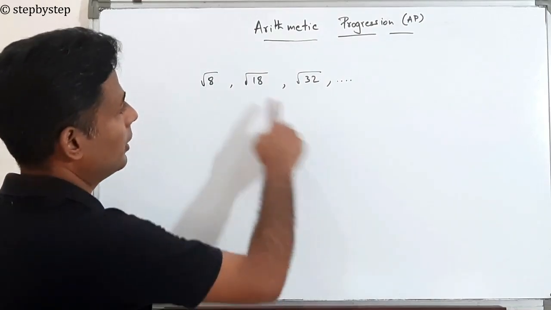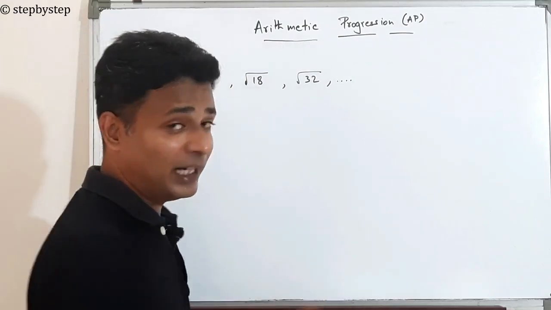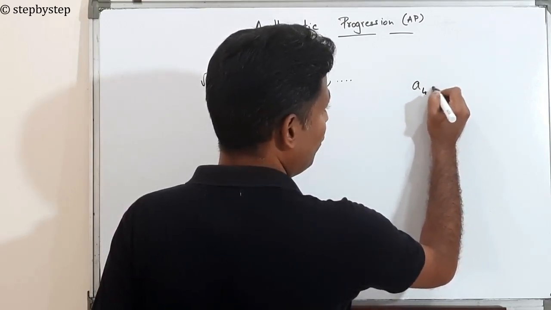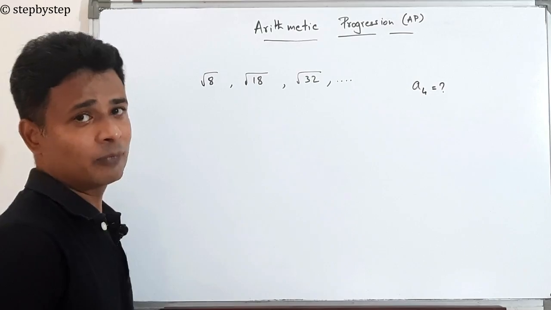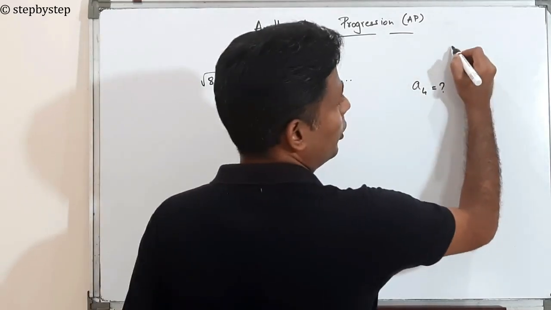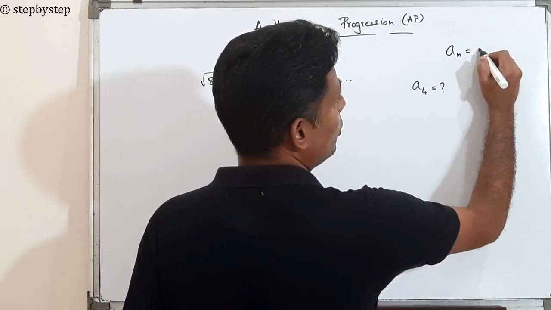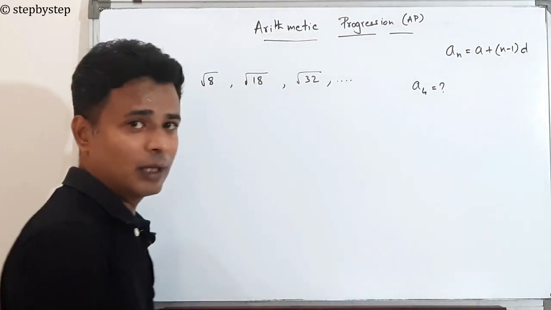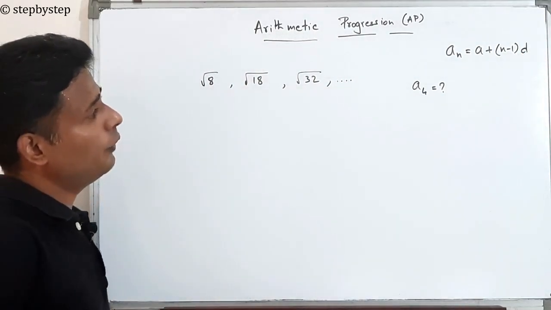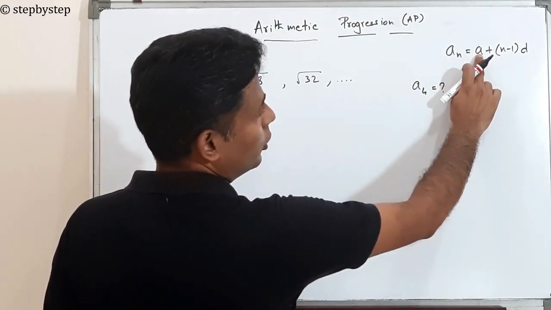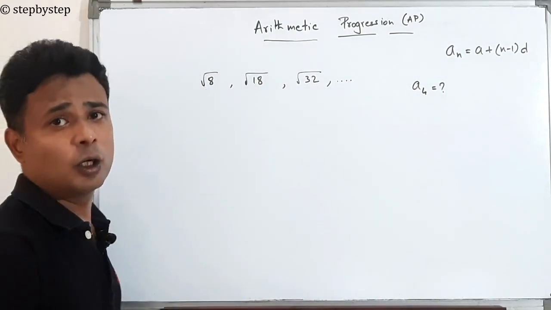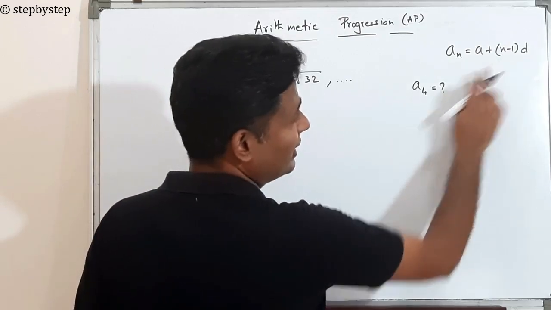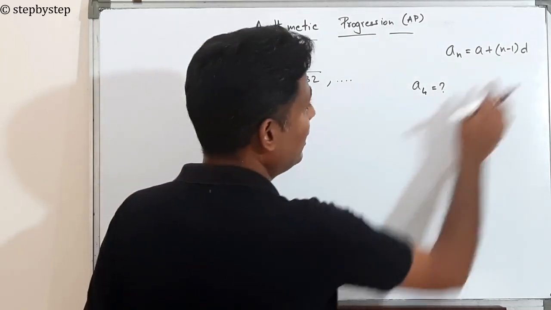To know the next term, this is the first, second, third. We need to find the fourth term. What does that mean? We need to find a_4. To find a_4, what is the formula we are going to use? a_n equal to A plus (n minus 1) into D, right? So now, we need to find a_4. Do we know A? Yeah, A is root 8. Do we know n? Yeah, we have to find the fourth term, which means n is 4. Do we know D? No.